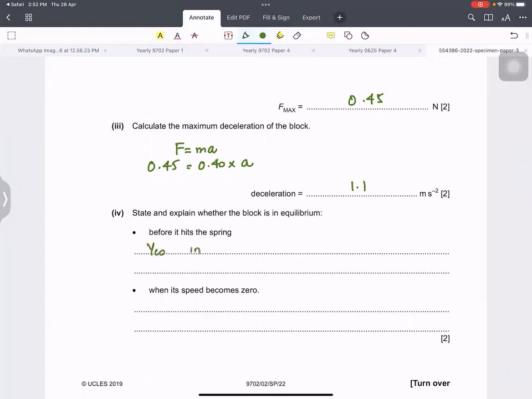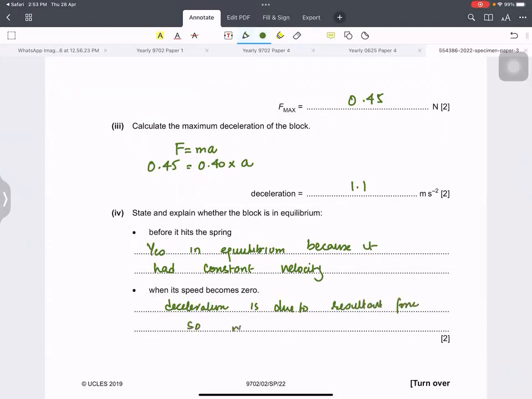Yes, in equilibrium because it had constant velocity. When the speed becomes zero, so it is decelerating, right? Deceleration is due to resultant force. So not in equilibrium. Okay, if you guys have any questions, please let me know.